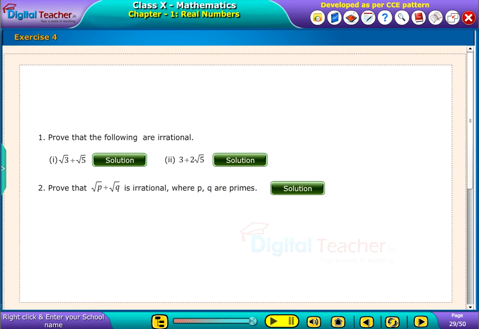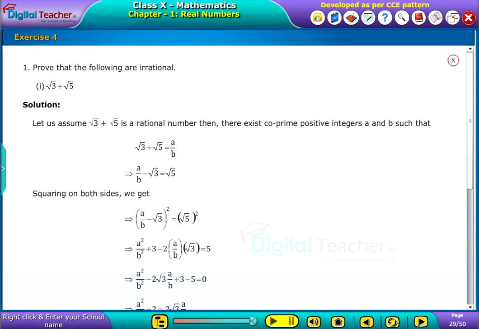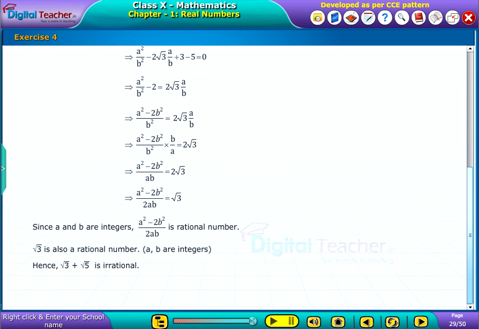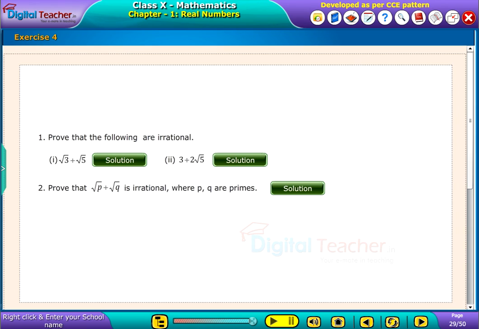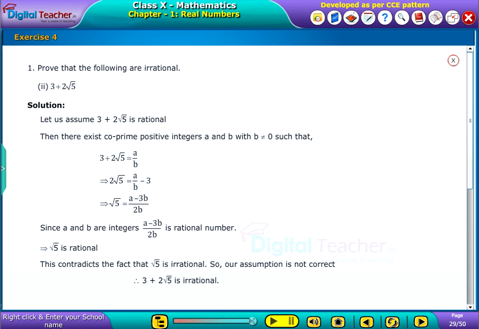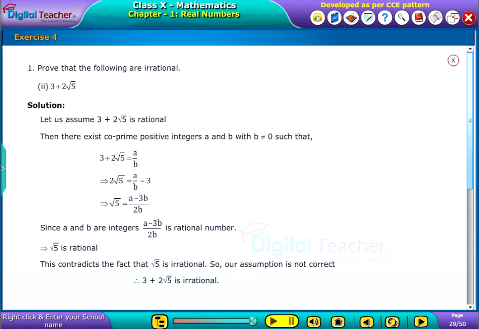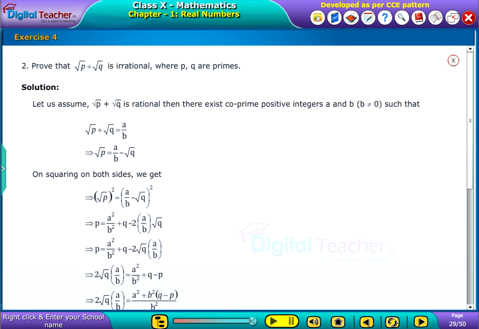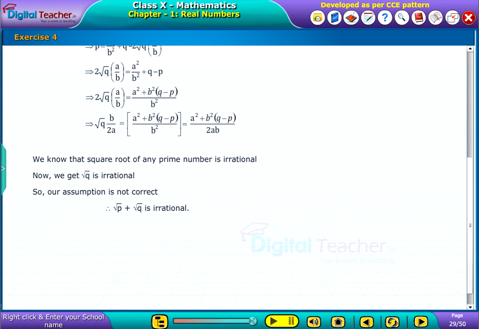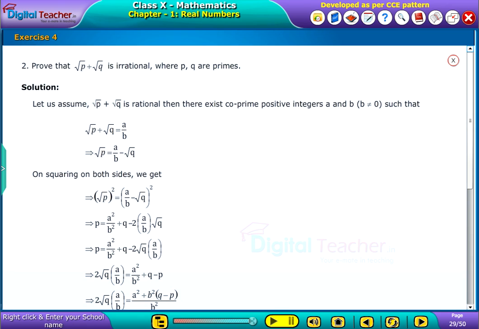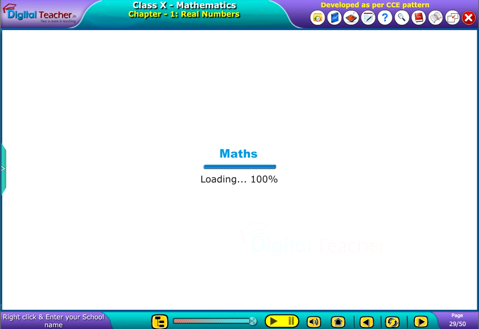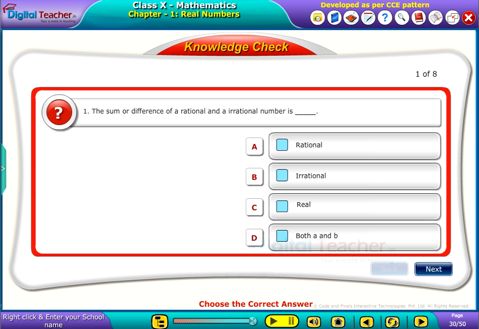Let us solve a few exercise problems. Click the tab to view the solution. Knowledge check. Attempt the following questions to check your understanding.